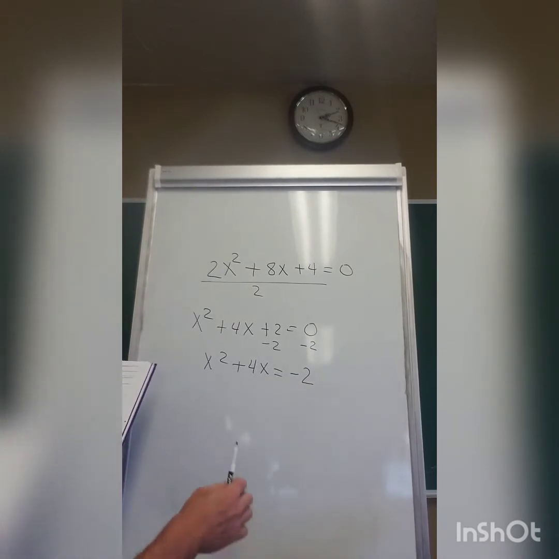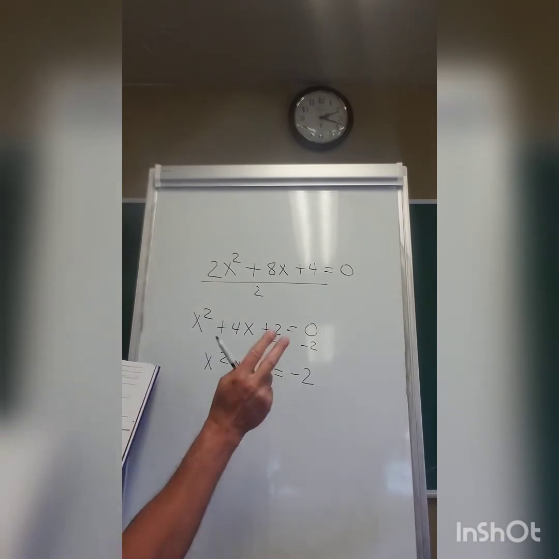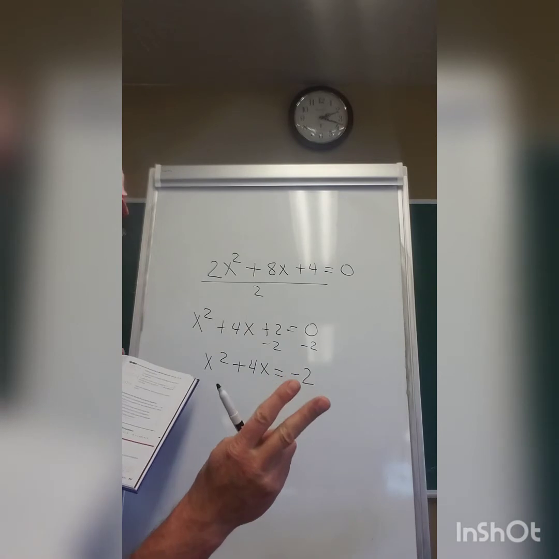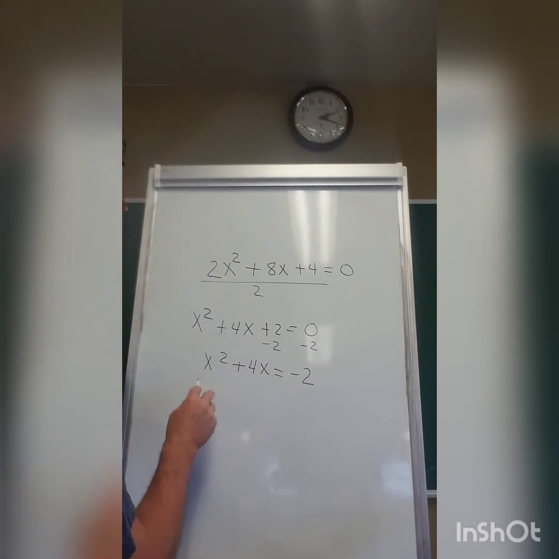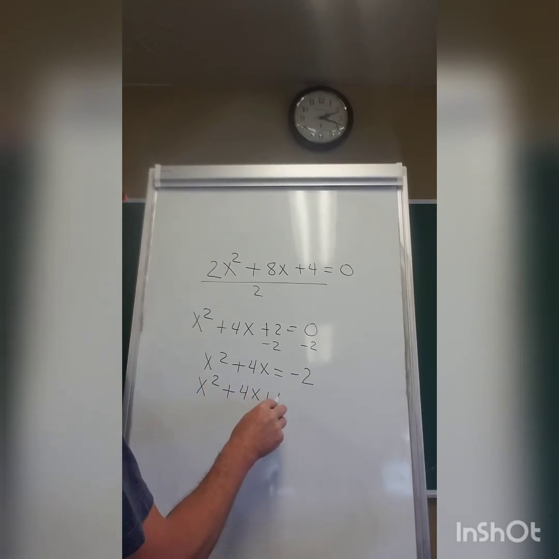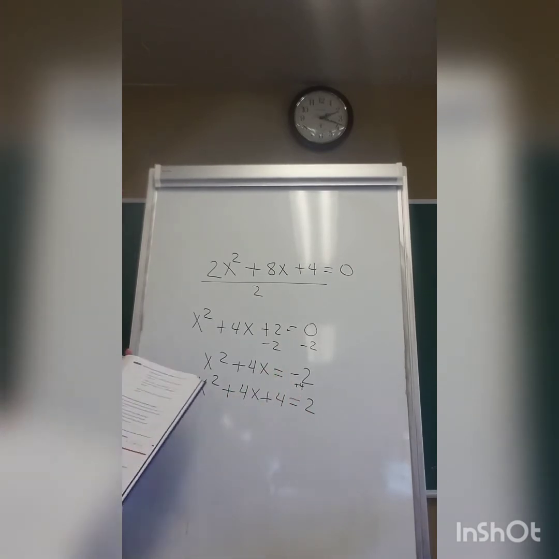Okay, so now take this x expression, divide the coefficient by 2, remember? Which 4 divided by 2 is 2. Square it, which is 4. Add 4 to both sides. So now you have x squared plus 4x plus 4, and this plus 4 is going to make a 2, because negative 2 plus 4 makes a 2.